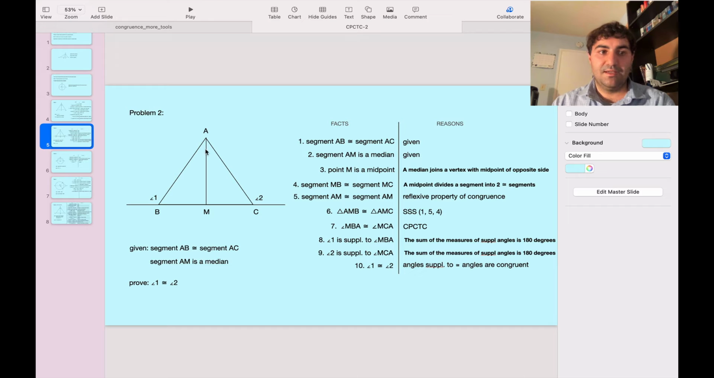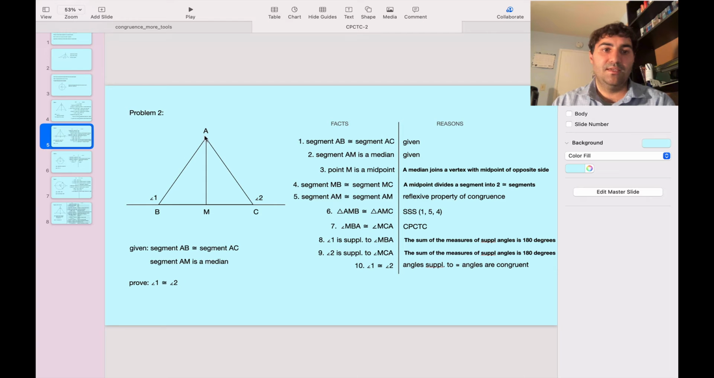We also know that segment AM is congruent to itself, which is the reflexive property of congruence, and therefore by side postulate, triangle AMB is congruent to triangle AMC. The first side is coming from 1, segment AB is congruent to segment AC. The second side is coming from segment AM is congruent to itself, and the last one is coming from 4, which is segment MB is congruent to segment MC.